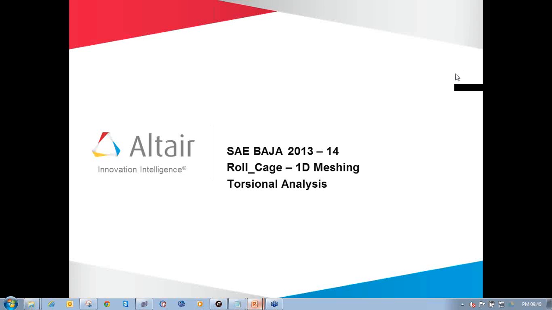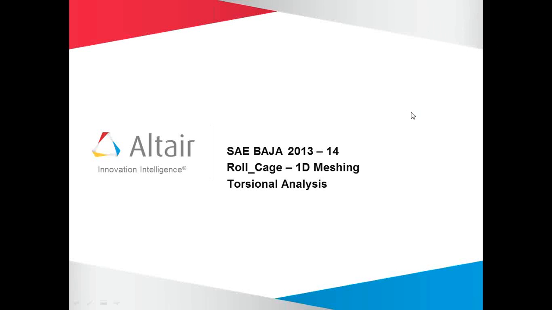Today in this video I am going to discuss how to perform torsional analysis for roll cage structure, which is done by doing 1D elements meshing. So we'll first look in the conceptual way.